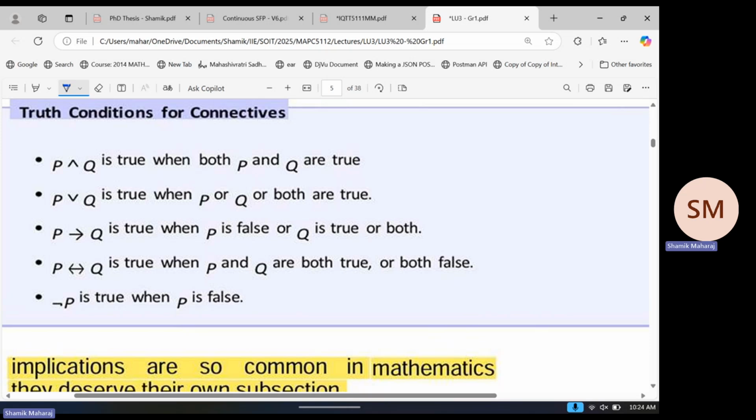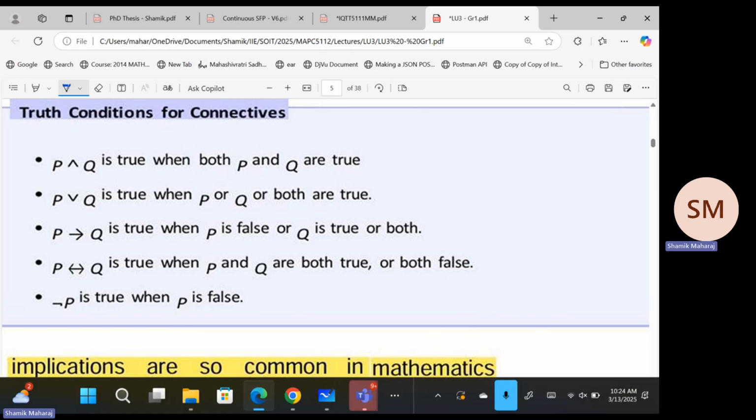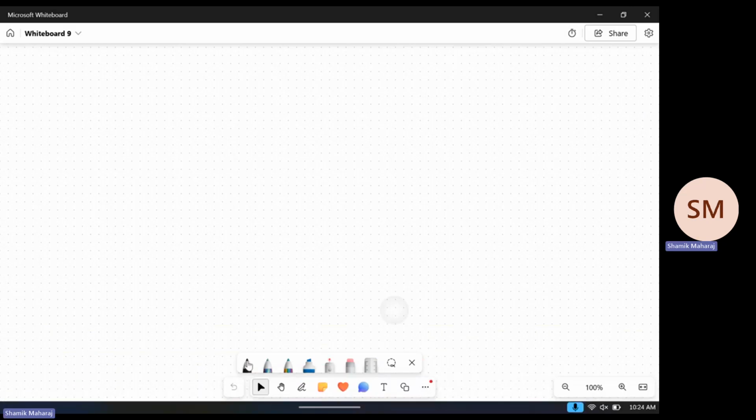Okay, and again, instead of continuously reading these things, let's just make up some examples. I need to make up examples where the truth value is not obvious. Like if you say the earth is flat, for example, we can immediately say false. So let's make up something which is not obvious. I'm going to write it here. Let's say P is something that's not obvious.